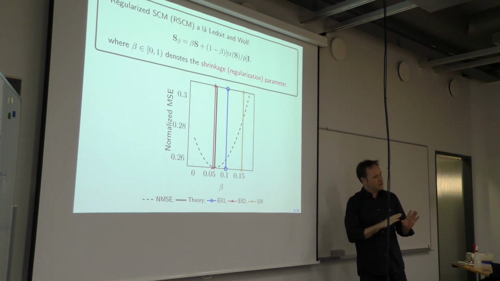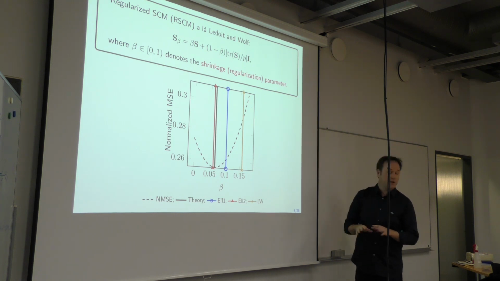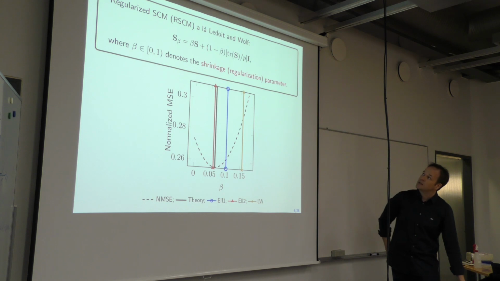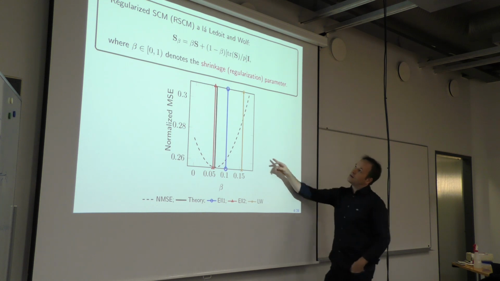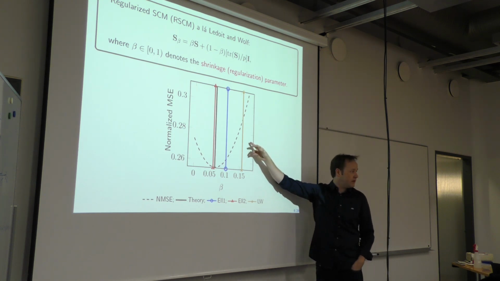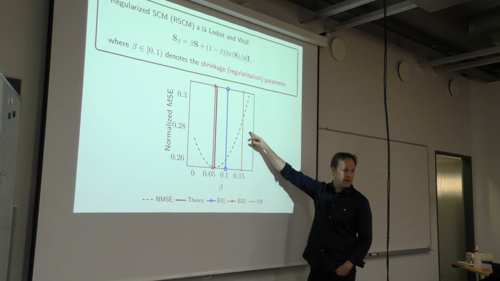And then, of course, when we are in the case that P is similar to N, so the dimension is similar to the sample size, you want to pull always at least a little bit towards that identity so that your estimator is always positive definite. And ideally, we would like to have that estimator with the smallest mean squared error possible. So for different beta, we have a different mean squared error.